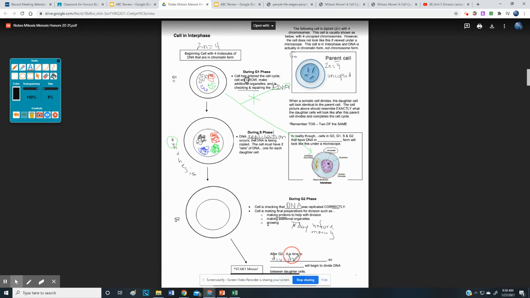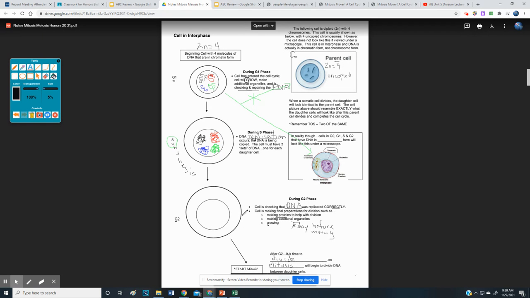The cell hasn't even divided yet in those 3 phases. It's just preparing to. And so when that division starts, we say that the cell has moved into the next stage of the cell cycle, which is mitosis. Mitosis is going to help the cell split up the 2 copies of DNA that it made in S phase.